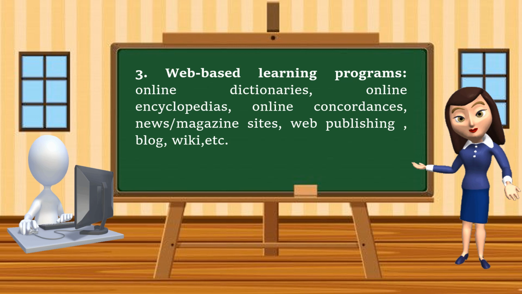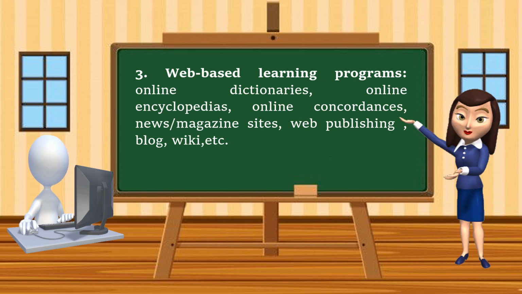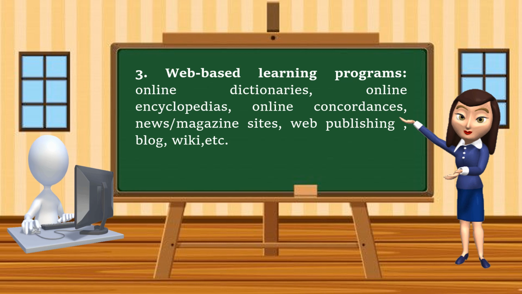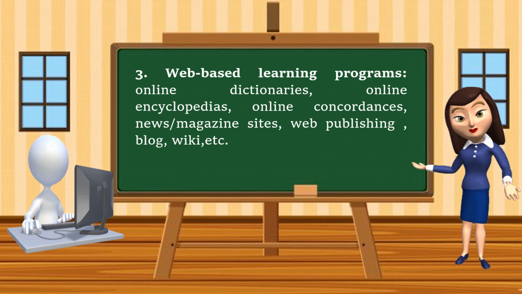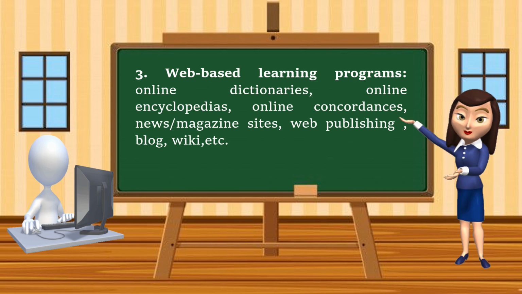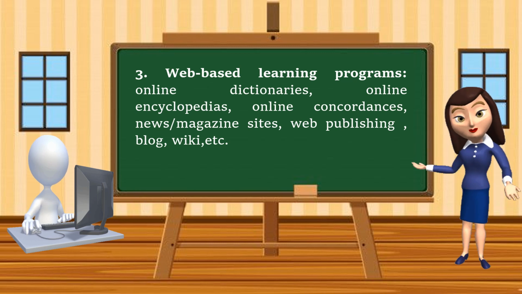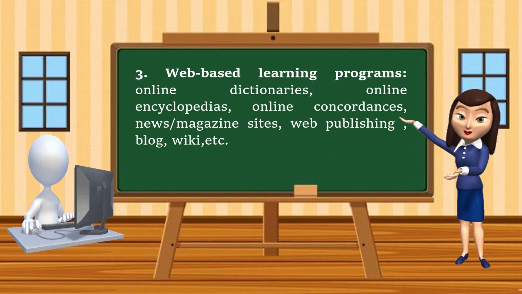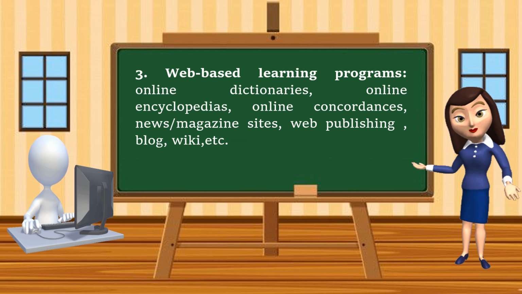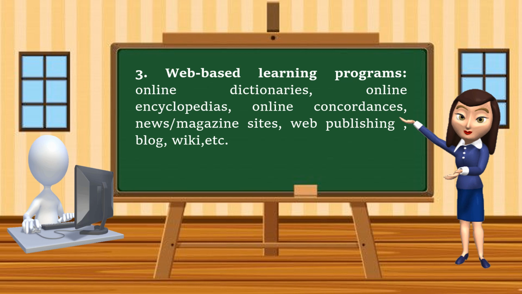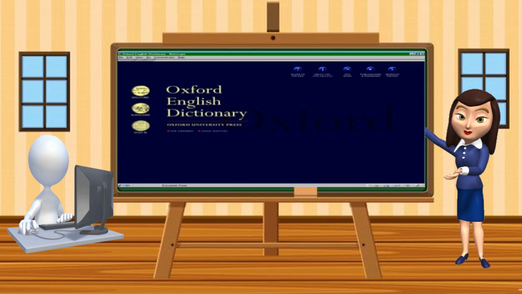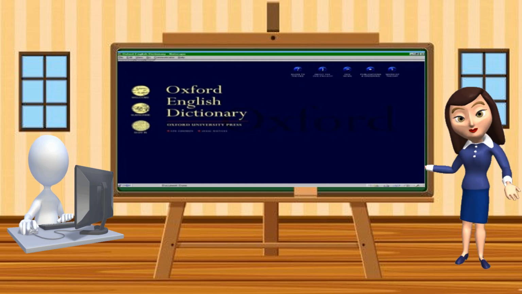The third one is the web-based learning programs. Online dictionaries, online encyclopedias, online concordances, news magazine sites, web publishing, blogs, Wikipedia, and etc. So through the advent of technology and in the fourth industrial revolution, we already have online sources or references like dictionaries, encyclopedias, blogs, and many others, just like this picture. So we have the online dictionaries, encyclopedias, and many others.